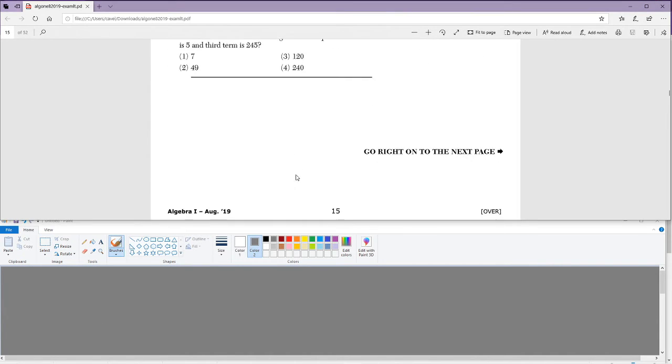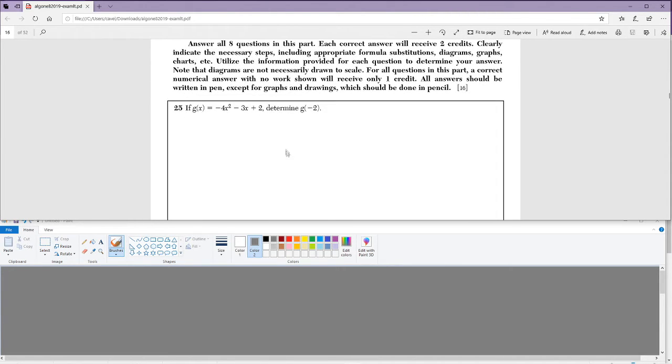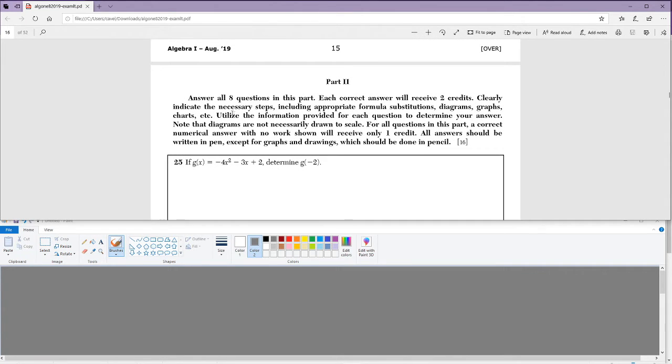All right, let's go into these short answer problems. It says, answer all 8 questions in this part. Each correct answer will receive 2 credits. Clearly indicate the necessary steps. Utilize an information proficient question to determine the answer. Note that diagrams are not necessarily drawn to scale.